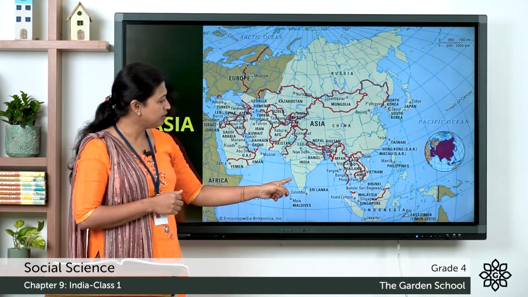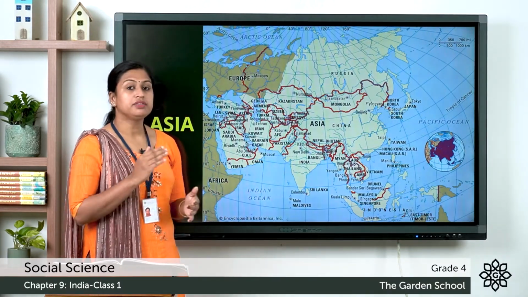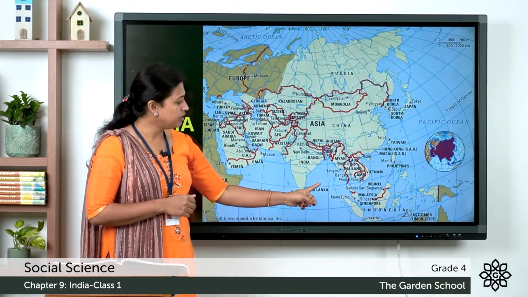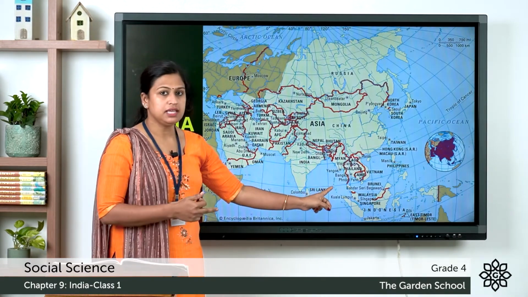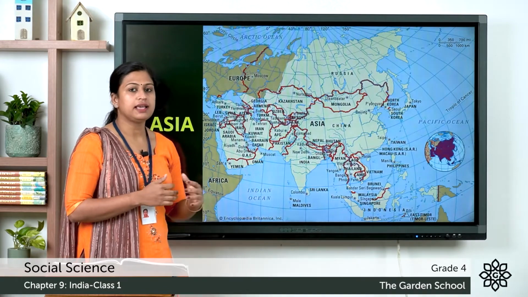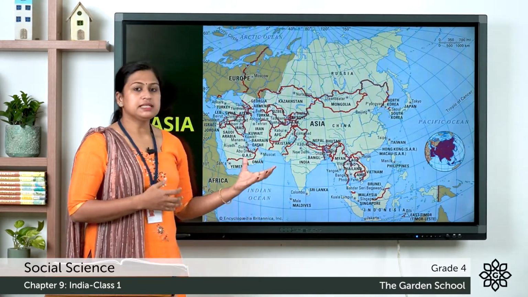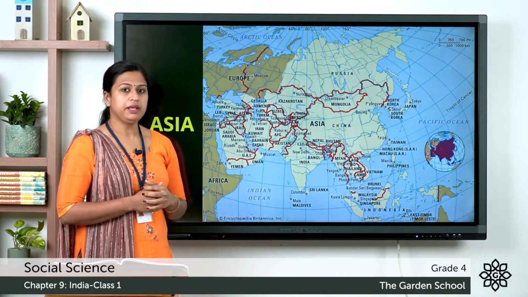So you can see here India, and India is surrounded by 3 water bodies. So here Bay of Bengal in the east, Arabian Sea in the west, and to the south lies the Indian Ocean. Now India shares its border with many neighboring countries.